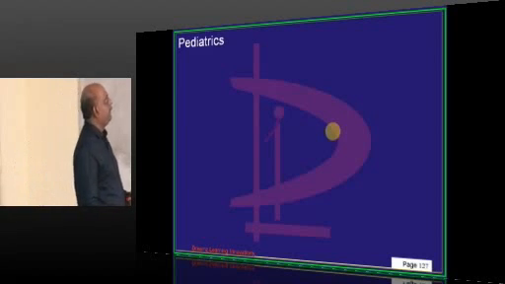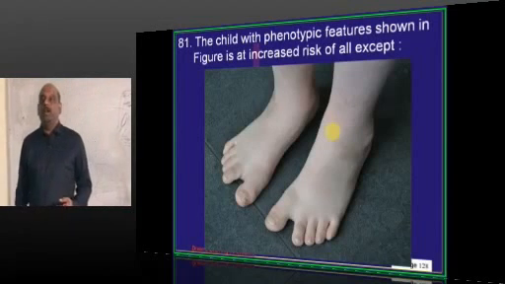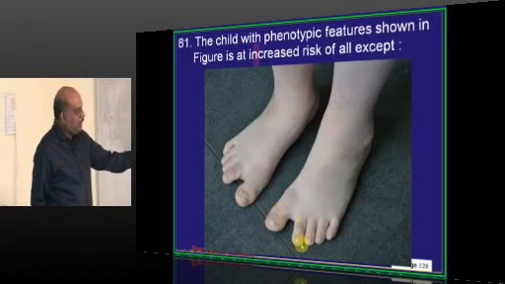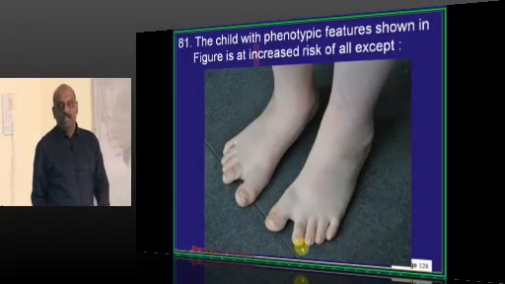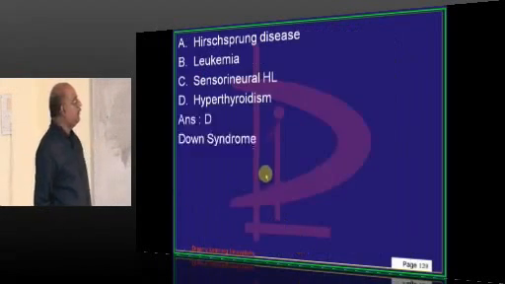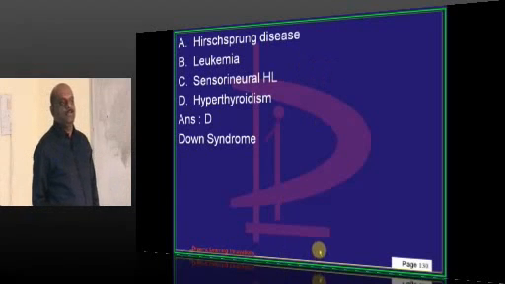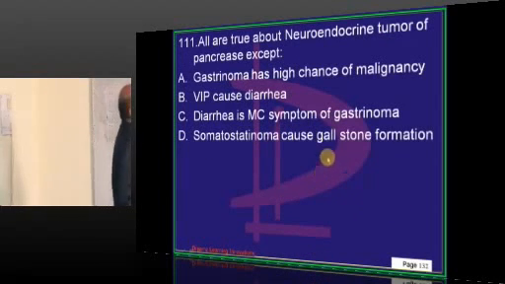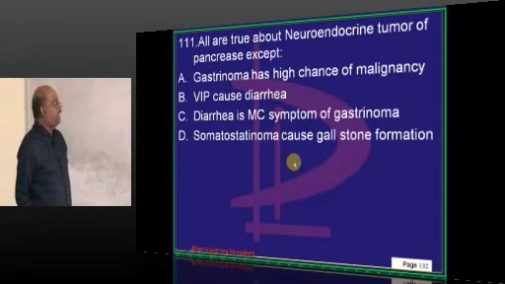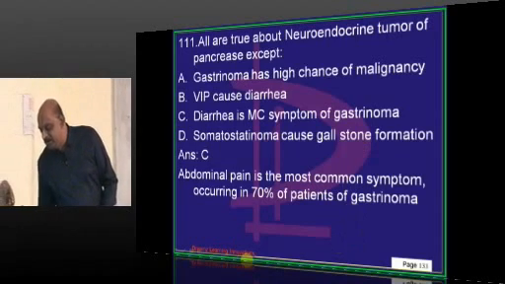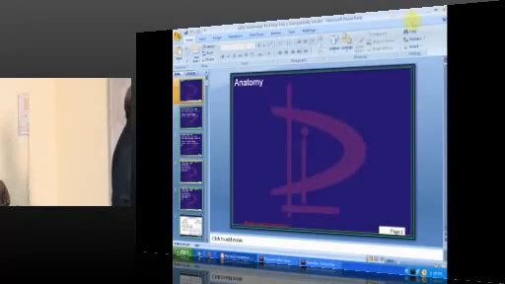That is biopsy. So what do these phenotypic features suggest, where the distance between the big toe and the second toe is increased? Typical of Down syndrome. In Down syndrome there is a chance of sensorineural hearing loss, leukemia, Hirschsprung disease, and hypothyroidism, not hyper, is what you need to appreciate. Now if you take gastrinoma, the most common symptom is abdominal pain. So that is one part of the story.